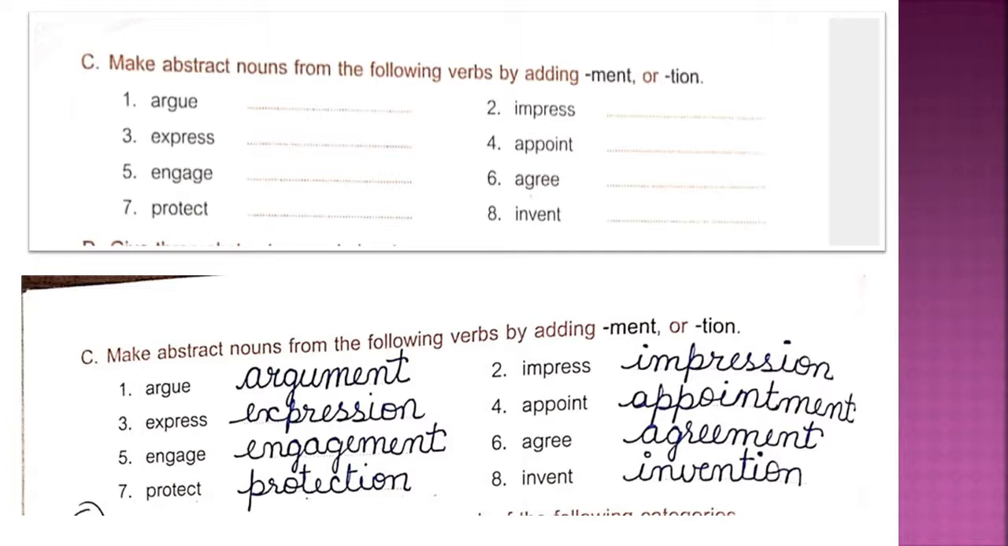Second is impress. Abstract noun is impression. Third is express. Abstract noun is expression. Fourth is appoint. Abstract noun is appointment. Fifth is engage. Abstract noun is engagement. Sixth is agree. Abstract noun is agreement. Seventh is protect. Abstract noun is protection. Eighth is invent. Abstract noun is invention. Copy the answer in your textbook, children.